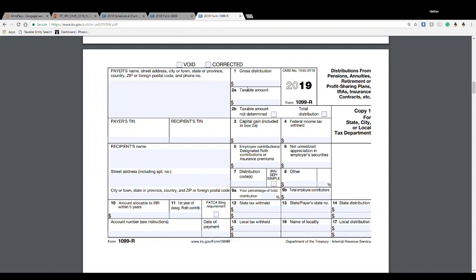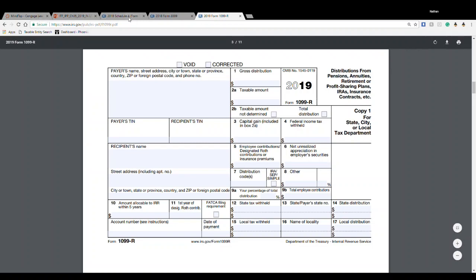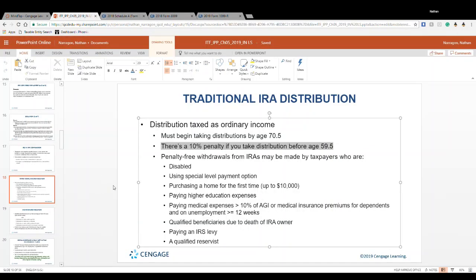But it will tell you gross distribution, taxable amount. If it cannot determine the taxable amount, we actually have to determine that. Okay? And it will tell if it's been total distribution. And then for any pension and stuff, it's going to end up telling us right here in the distribution code if it's a normal distribution, death, a lot of other stuff. And this distribution code right here will basically tell us pretty much if there's going to be a penalty or not. Okay?